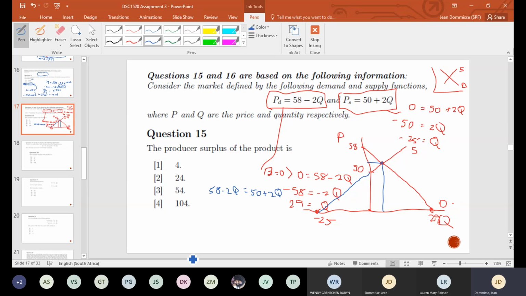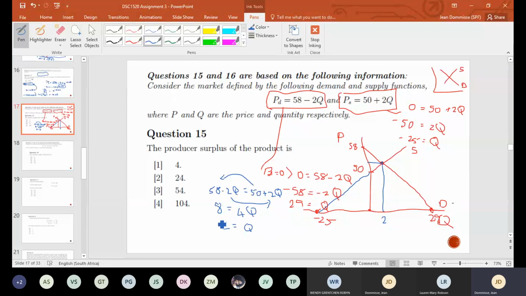So we've got the demand function equal to supply. Let's take the 50 to that side, so it becomes minus 50. So 58 minus 50 is 8. Let's take the Q to that side, so minus 2 becomes a plus 2. So we have 4 on that side. Then to get to Q, we say 8 divided by 4. So for Q, we have it as 2.